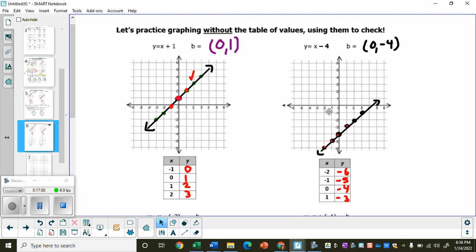And I don't want you to do this part, but I want to point out that they should be parallel. If I just click and drag this line and click and drag this line, see how they're parallel? These lines are parallel.